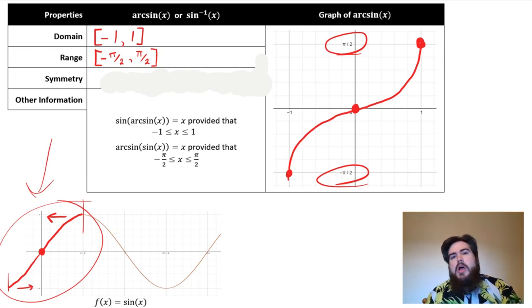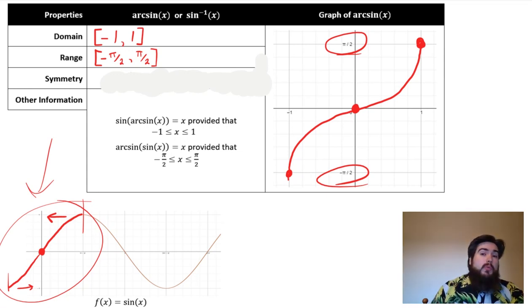You will see me often say that this means that arcsine will give you an angle measure in quadrant 1 or in quadrant 4 of the unit circle. That is technically true because negative pi halves to 0 would be an angle measure in quadrant 4, and 0 to pi halves would be an angle measure in quadrant 1.